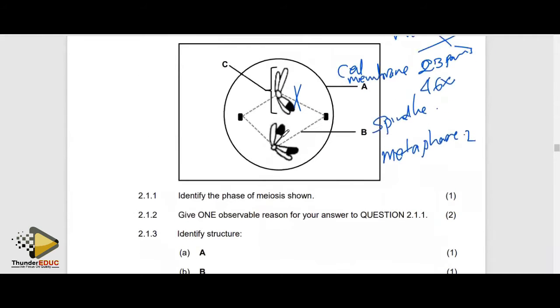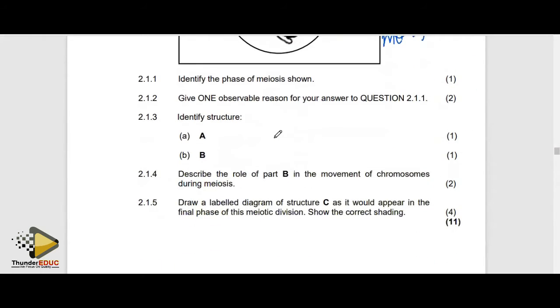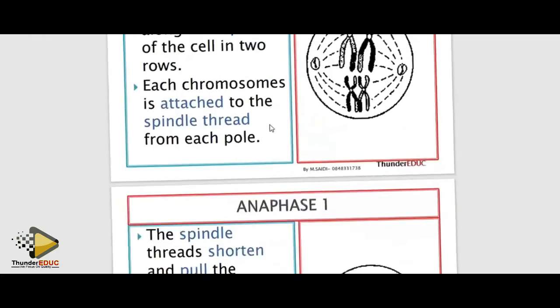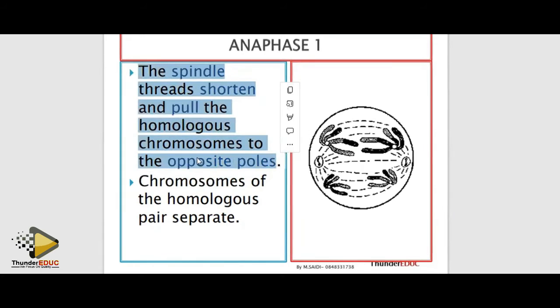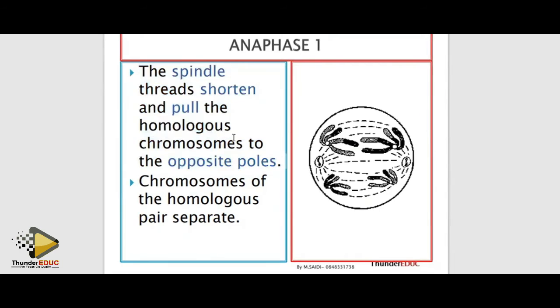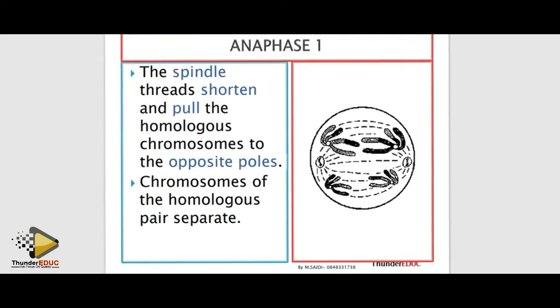B. These ones are very important as they contract, they shorten, and then they pull the chromosomes or the chromatids to opposite poles. And also, they are very important in holding the chromosome in place, maybe during metaphase. So where do we get this? We get this during anaphase. Spindle fibers shorten and pull the homologous chromosomes to opposite poles. That's where we get that answer from. Spindle fibers or threads are the ones which hold these chromosomes. So the book is answering that question very well.